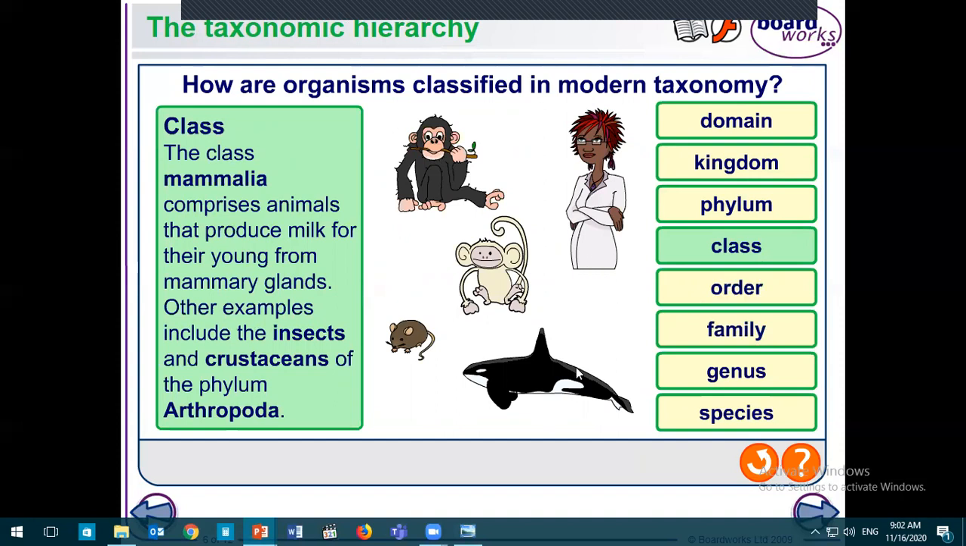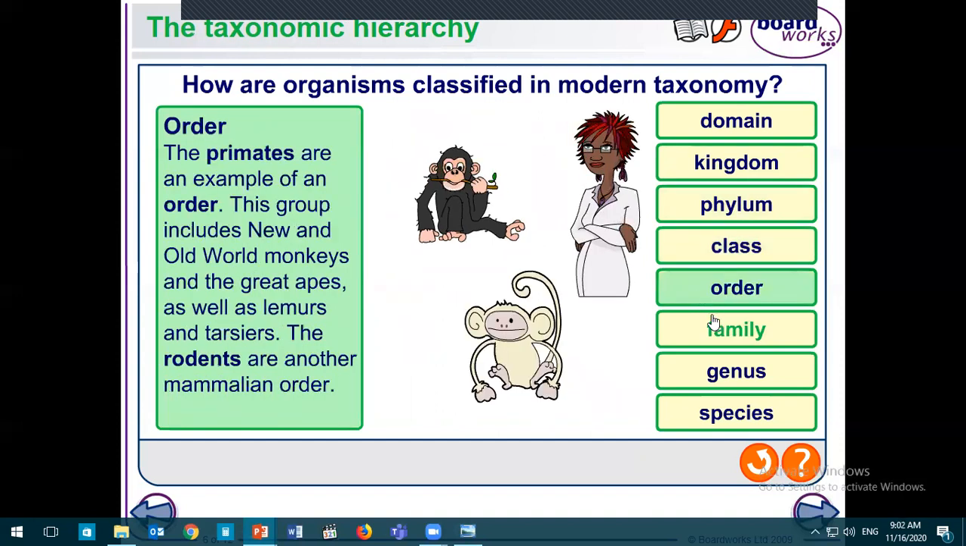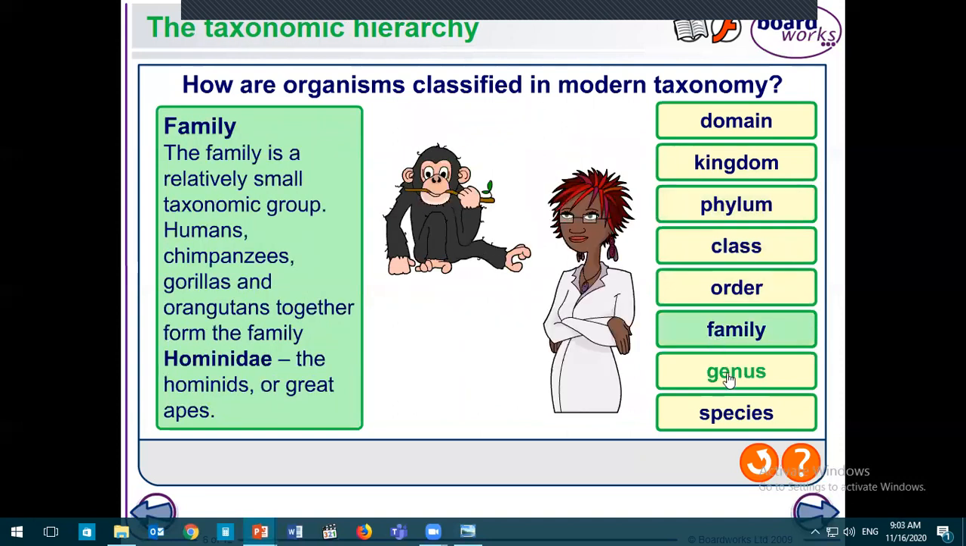Okay. Now these animals share certain things. They are all mammals. They give birth to their babies. They do not lay eggs. They feed their babies with milk. As we get lower and lower in the level, you can see that we still have animals that share more features together.